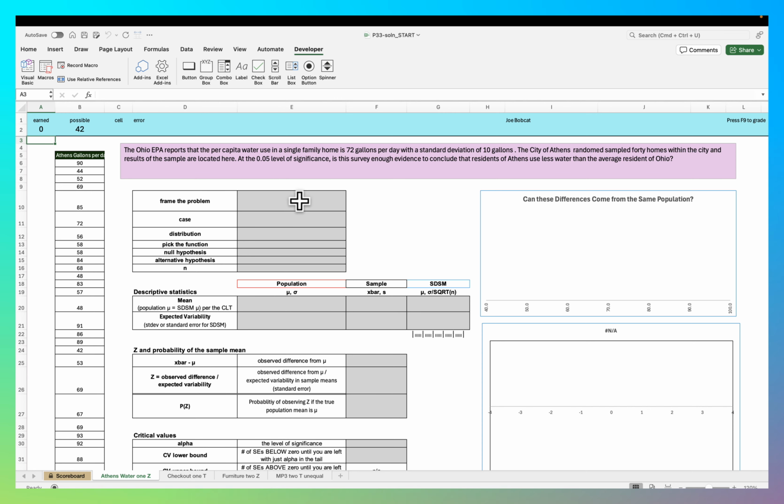So let's begin by framing the problem. So what we're looking for is the probability of a sample mean, meaning the city of Athens, below the population mean, meaning the national mean. And so the case, because it's below, it's going to be a one-tailed to the left. So if you think of a normal distribution, we'll be in the left tail.